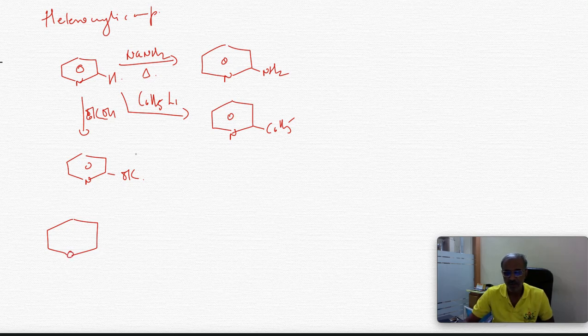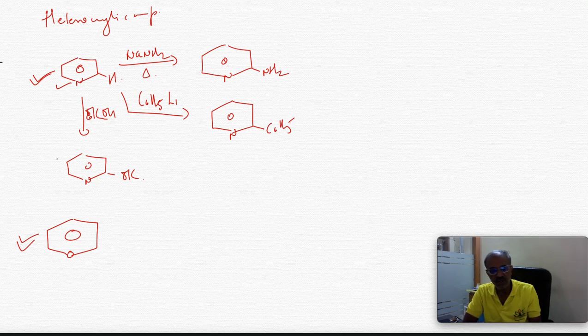Now, we know nitrogen is less electronegative as compared to oxygen. So oxygen is more electronegative as compared to nitrogen. So this will have a better reactivity as compared to this. Oxygen is more electronegative than nitrogen. I think up till now we have understood it.